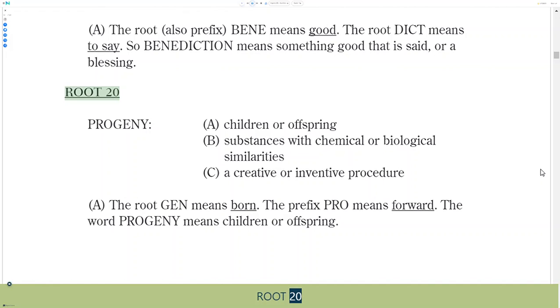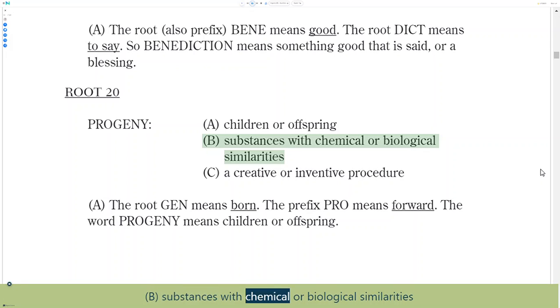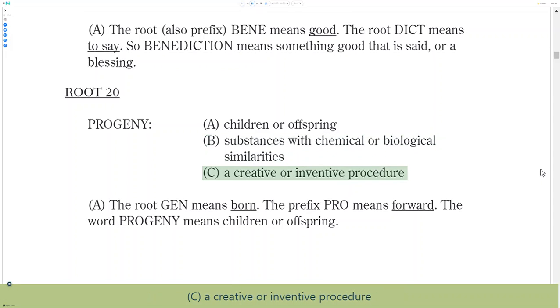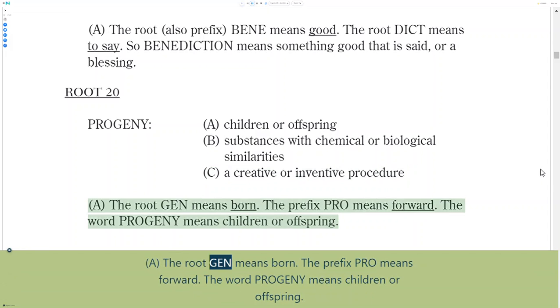Root 20. Progeny. A. Children or offspring. B. Substances with chemical or biological similarities. C. A creative or inventive procedure. A. The root gen means born. The prefix pro means forward. The word progeny means children or offspring.